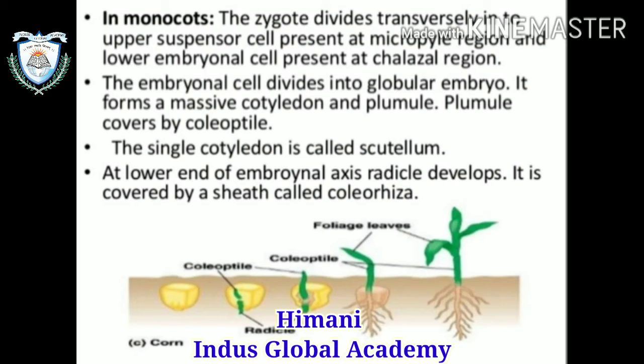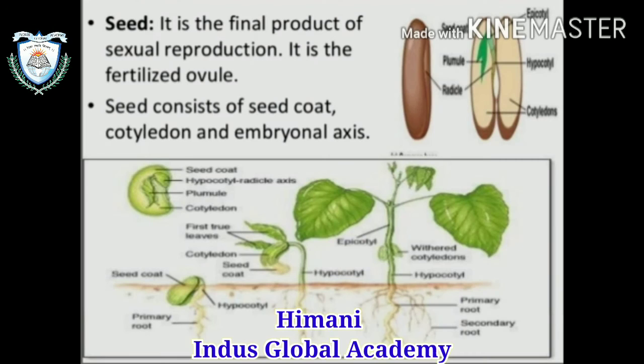The plumule is covered by the coleoptile. Remember that the single cotyledon is called scutellum. At the lower end of the embryonal axis, the radicle develops. It is covered by a sheath called coleorhiza. Okay, or coleorhiza, whatever you want to say.